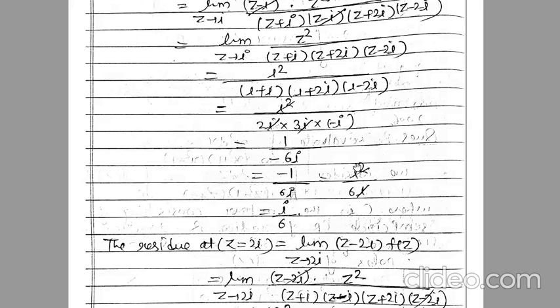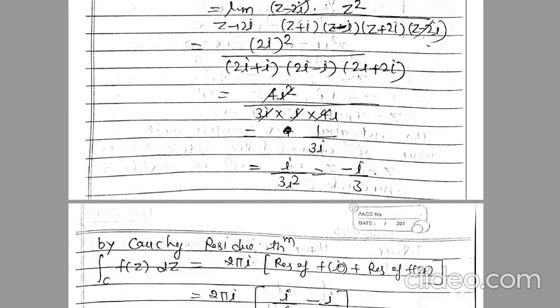Minus 1 value, you know, i square. Then you can write i square upon 6i. One i cancelled out, only i by 6. So you are getting the residue value at z is equal to i as i upon 6. Right? Now you have another pole, and the pole is z is equal to 2i. So find the residue at z is equal to 2i.